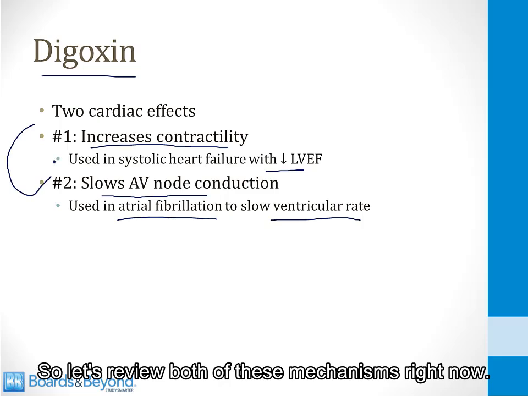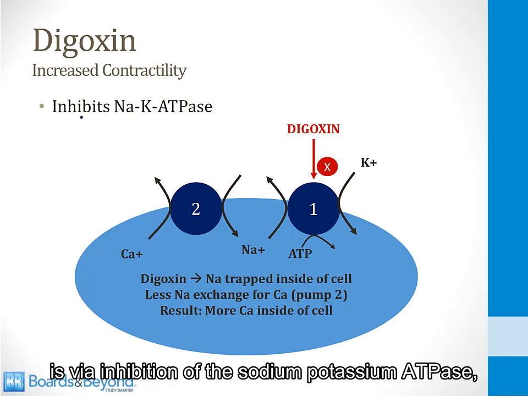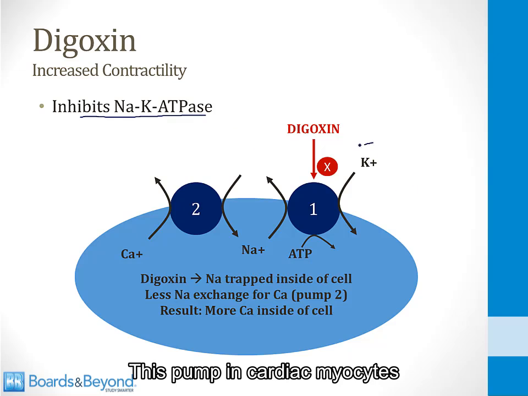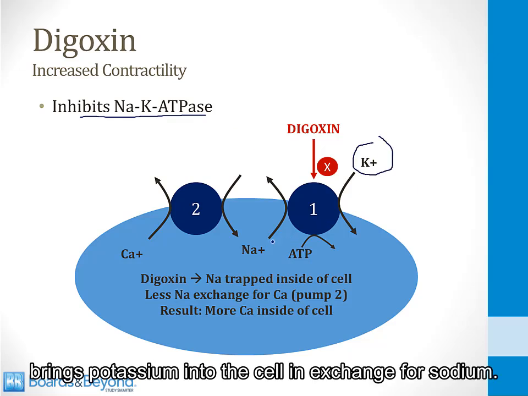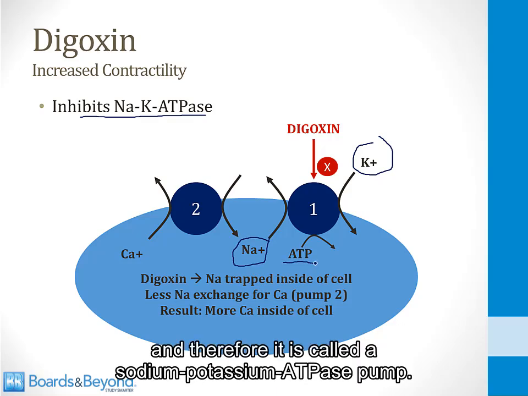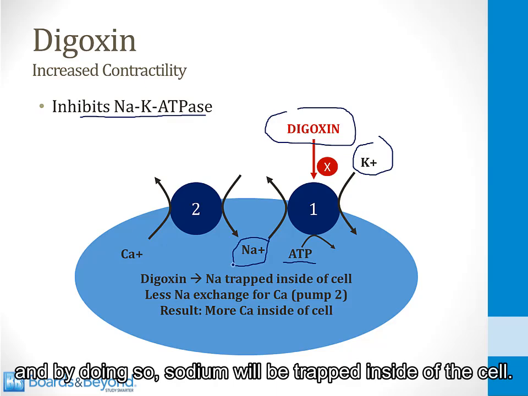So let's review both of these mechanisms right now. The mechanism by which digoxin increases contractility is via inhibition of the sodium-potassium ATPase, which is found in cardiac myocytes. This pump in cardiac myocytes brings potassium into the cell in exchange for sodium. The pump requires ATP, and therefore it is called a sodium-potassium ATPase pump. Digoxin inhibits the activity of this pump, and by doing so, sodium will be trapped inside of the cell.